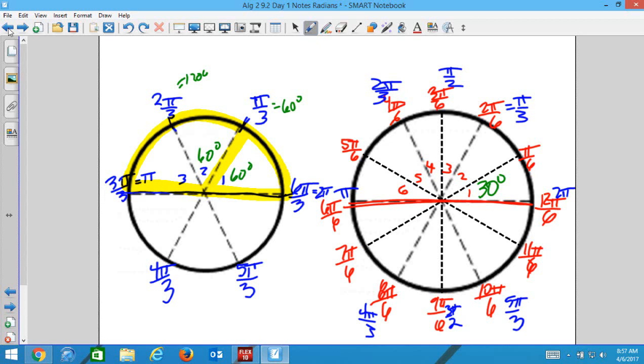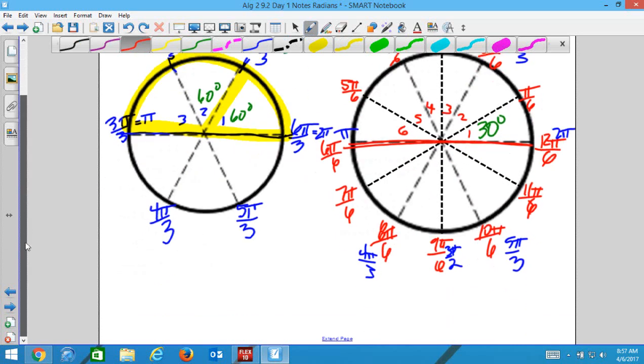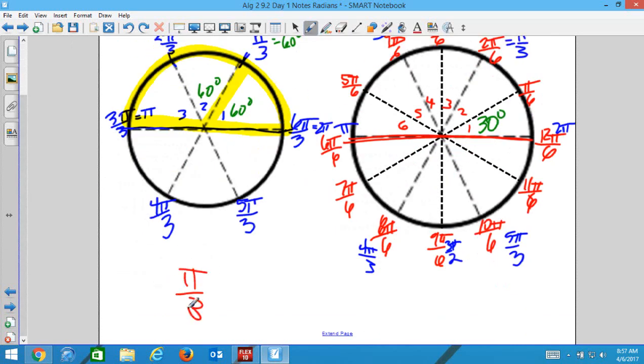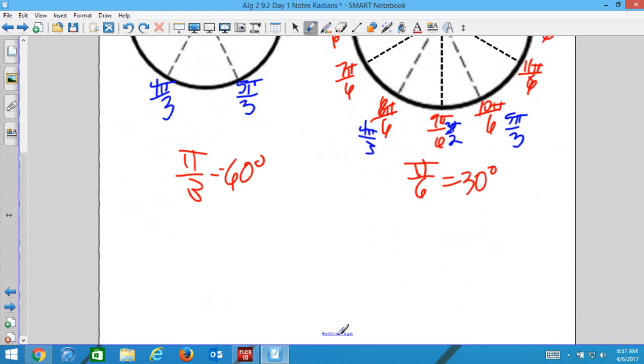Pi over 3 is 60 degrees, and pi over 6 is 30 degrees. Pi over 3 is 60 degrees because it divides the top half into bigger hunks. And pi over 6 divides it into 6 hunks, so it's smaller chunks.